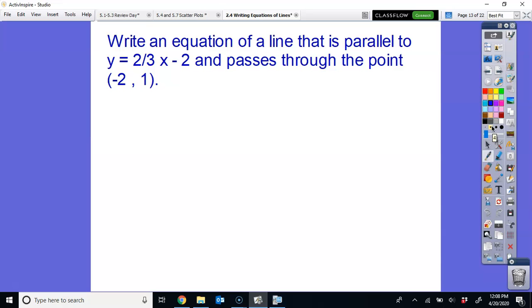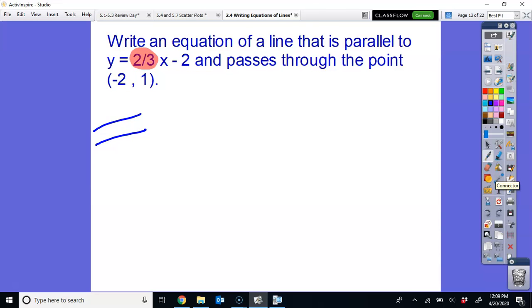So it says, write an equation of a line that is parallel to y equals 2/3 x minus 2 and passes through the point -2, 1. So again, remember, what does parallel mean? That means it's two lines that are going up 2/3 that have the same slope. But you got one of the lines, you want to find the other equation. So be careful. What it means is my slope is going to be the same, but nothing else is going to be the same. Okay? So try this one on your own. Pause the video and try it.